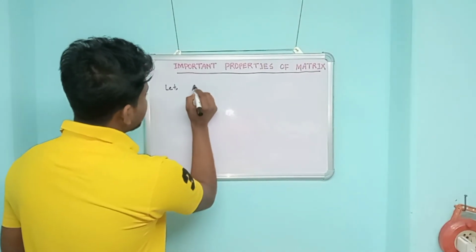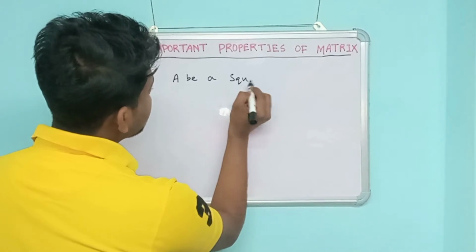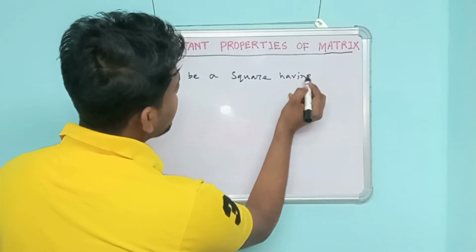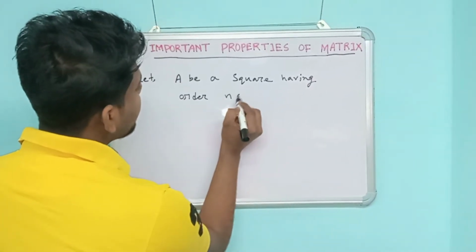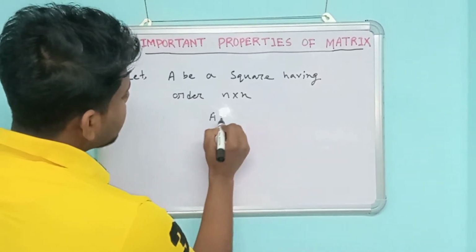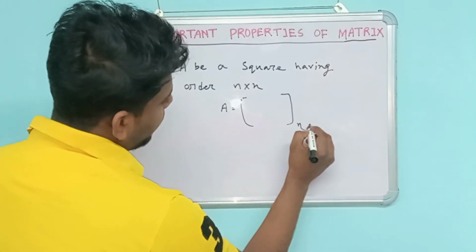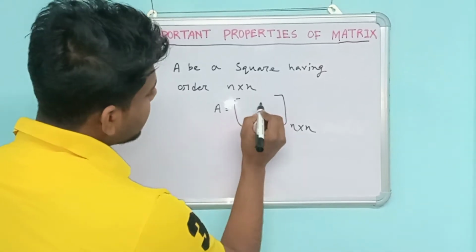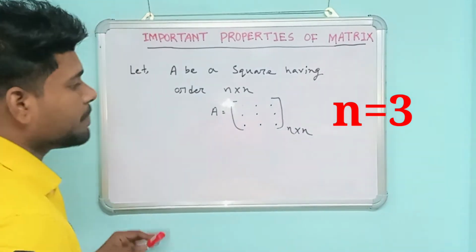Let A be a square matrix having order n cross n. That means A is a matrix of order n cross n. That means let n be 3. So the matrix looks like this.